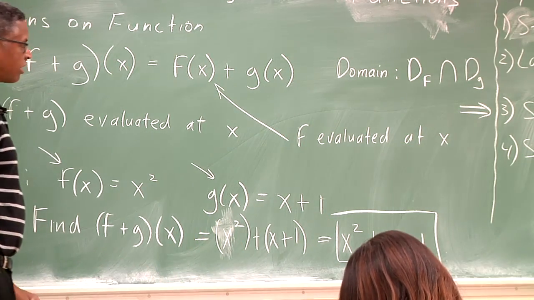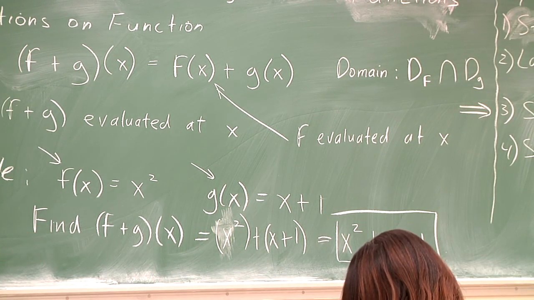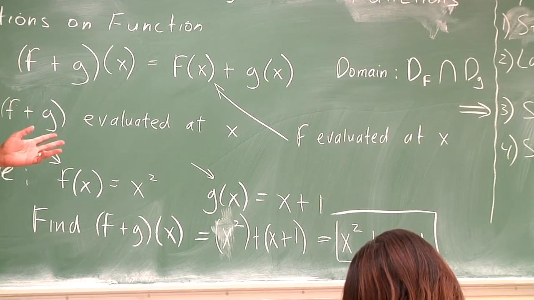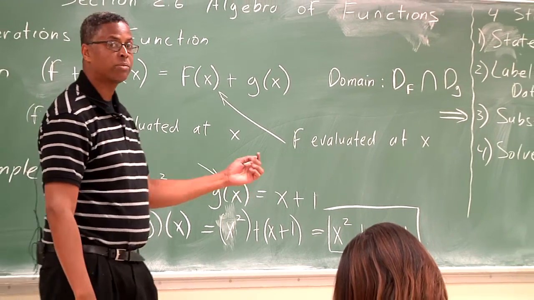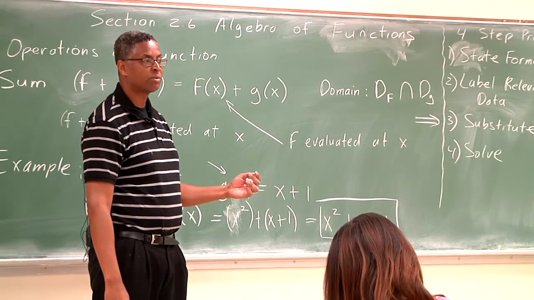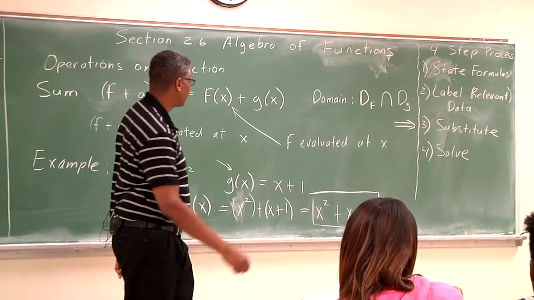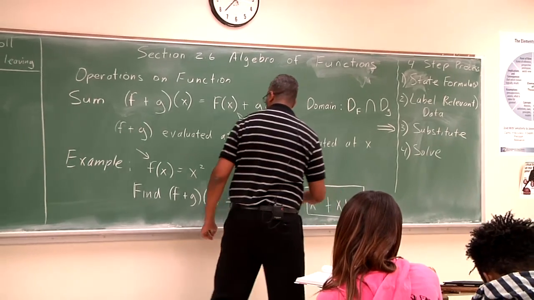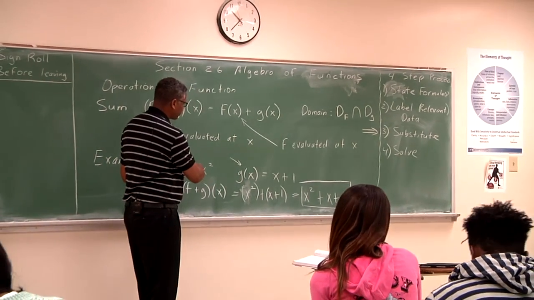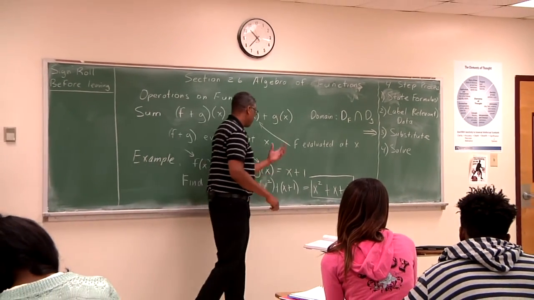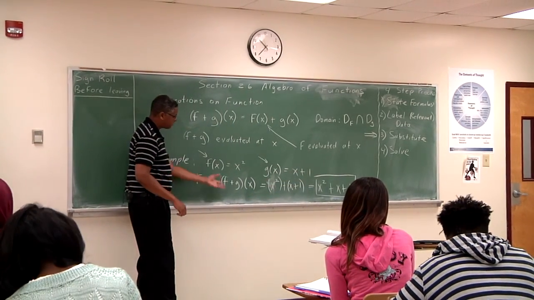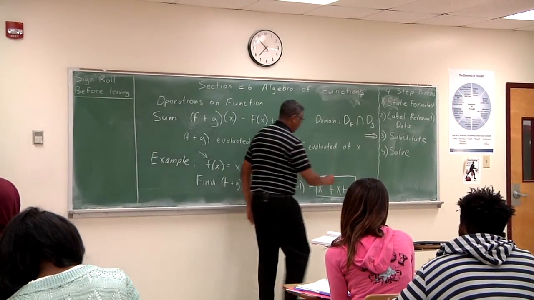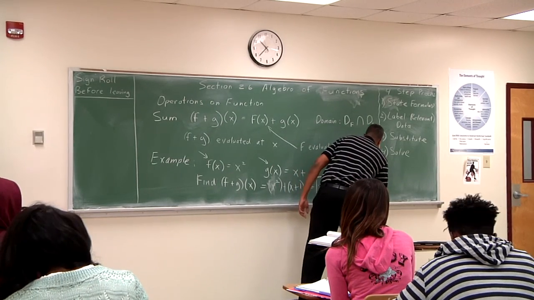So one of the things I told you a few weeks ago is if you don't see a rational expression, or if you don't see a radical, what do you assume the domain to be? Anybody remember? All real numbers. Okay, so since the domain of x squared is all real numbers, and the domain of g of x is all real numbers, then the domain of f plus g of x is also what? All real numbers.